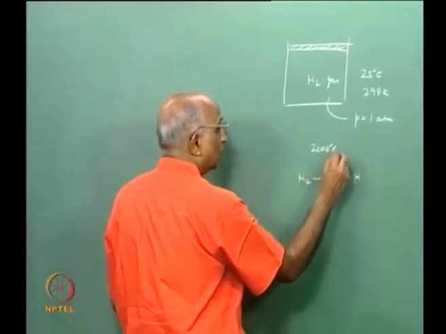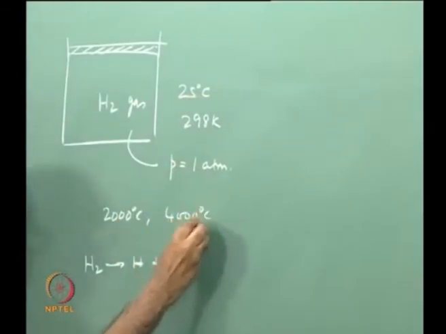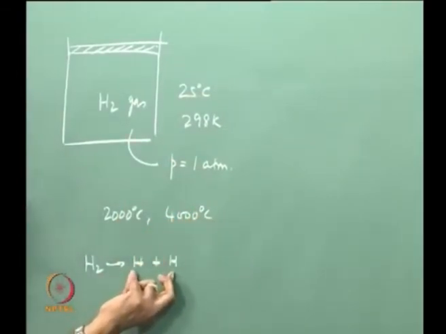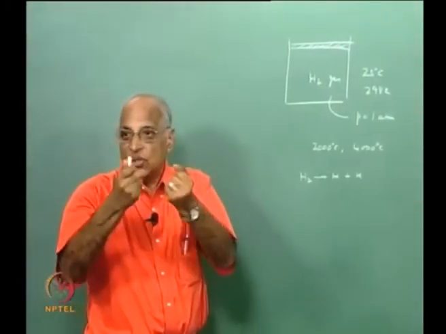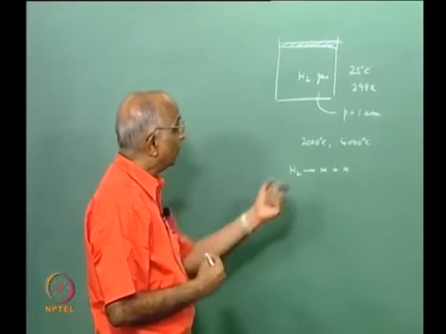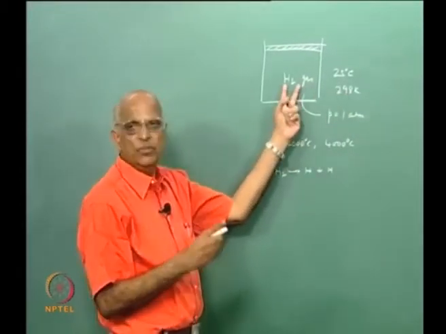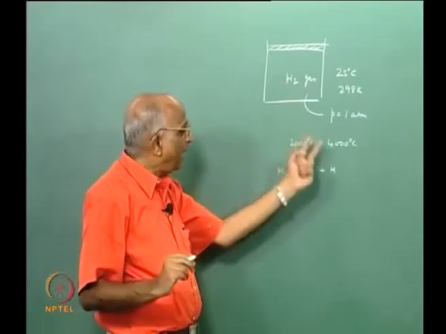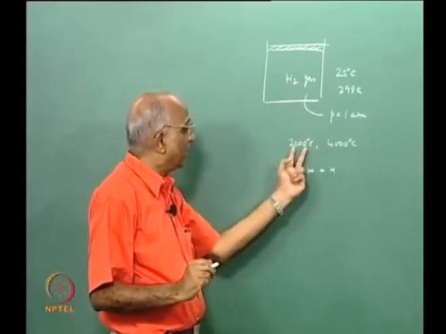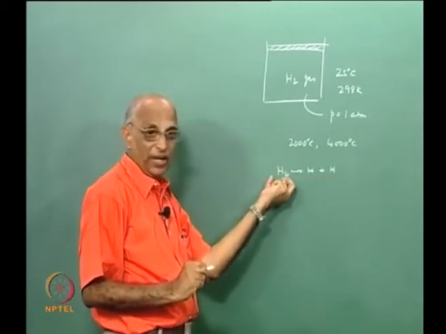Supposing I heat it to something still higher, let us say 4000 degrees centigrade, then maybe I may get more of this because I know I can dissociate hydrogen, I get more hydrogen. Therefore, now I ask myself a question: at 1 atmosphere and 298 Kelvin, the equilibrium is all hydrogen. At 2000 degrees centigrade, maybe I get a little bit of H atoms and more of H2.